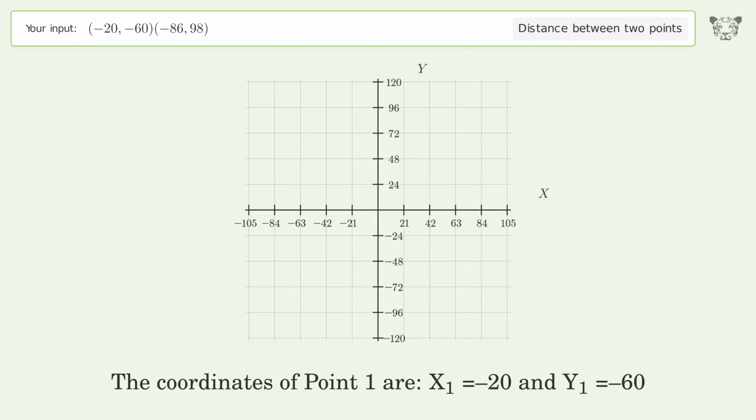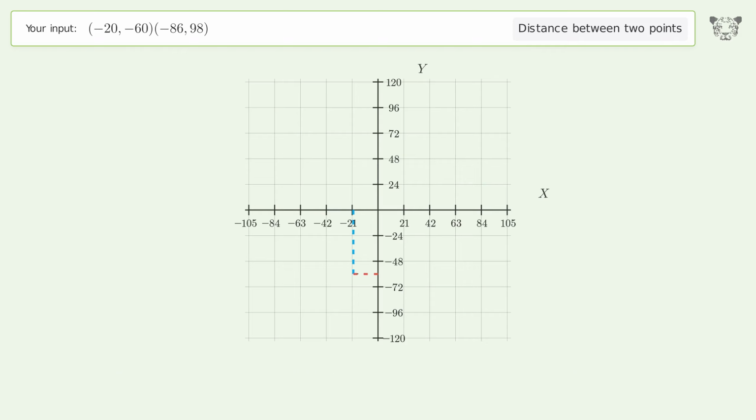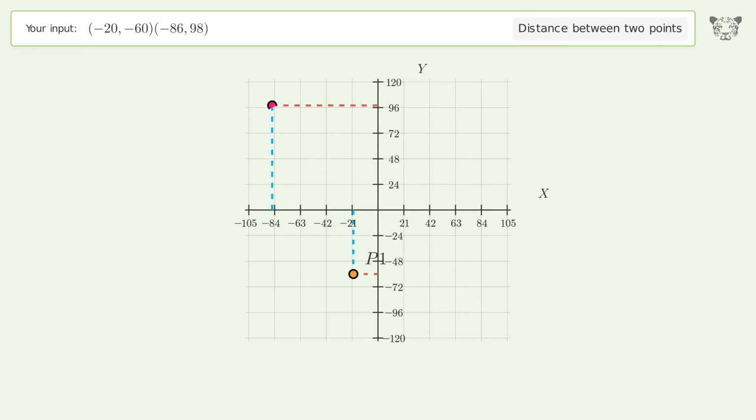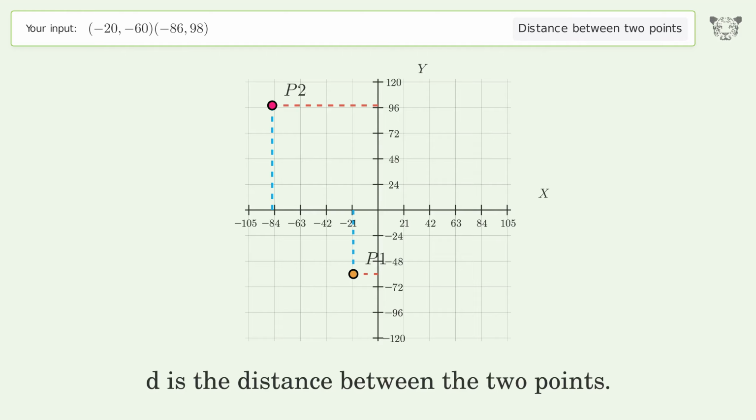The coordinates of point 1 are, x1 equals -20 and y1 equals -60. The coordinates of point 2 are, x2 equals -86 and y2 equals 98. D is the distance between the 2 points.